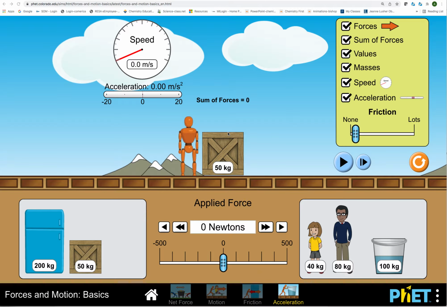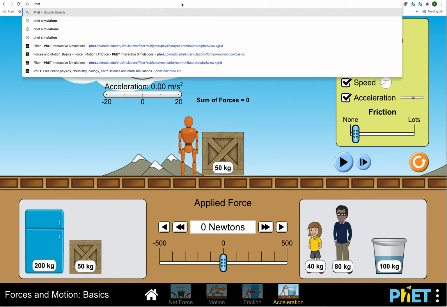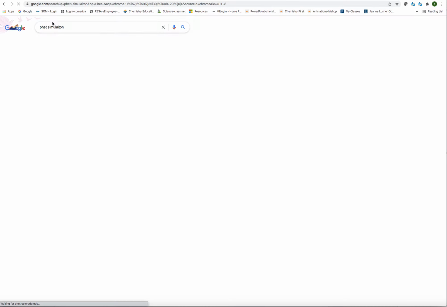I'm trying today to discuss with you how to take advantage of the PhET simulation and understand the frictional force. It's really a very good simulation, and let me tell you exactly how to get to it. So you Google it here. You type PhET simulation, and it is here.